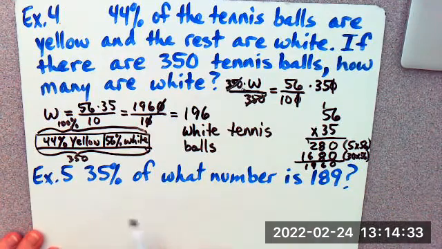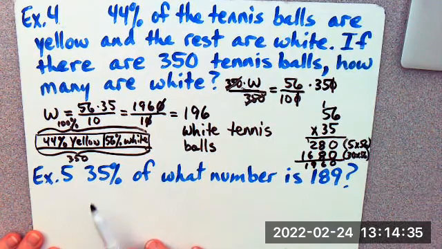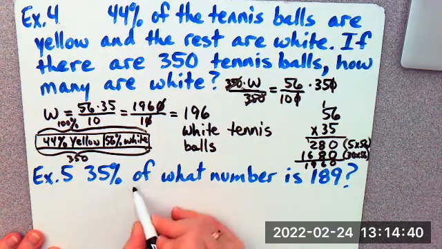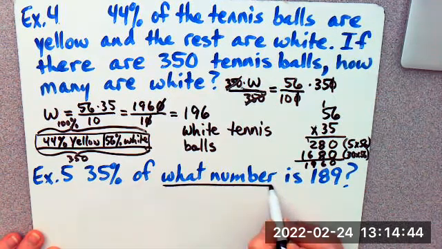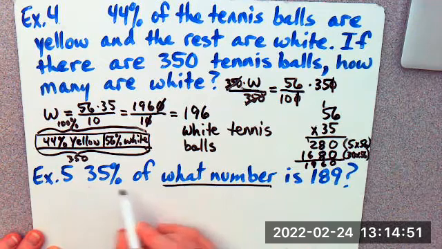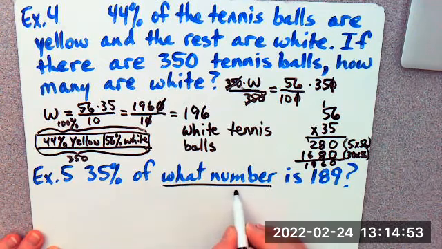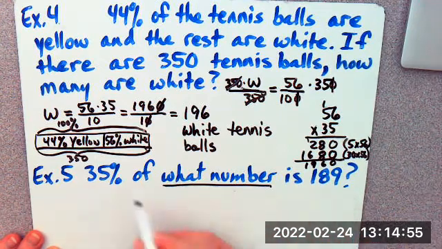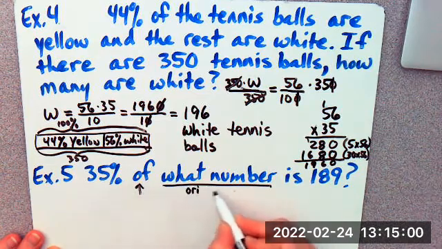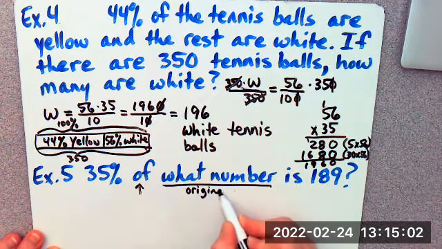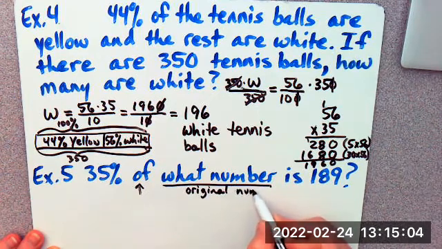Okay, so this one we're given a percentage, and here's the of word, and it says of what number? Ooh, it's not giving us the original number. It's asking what number. 35% of what number is 189. So of is right here. So this is my original number. We need to know what it is. We don't know it this time.